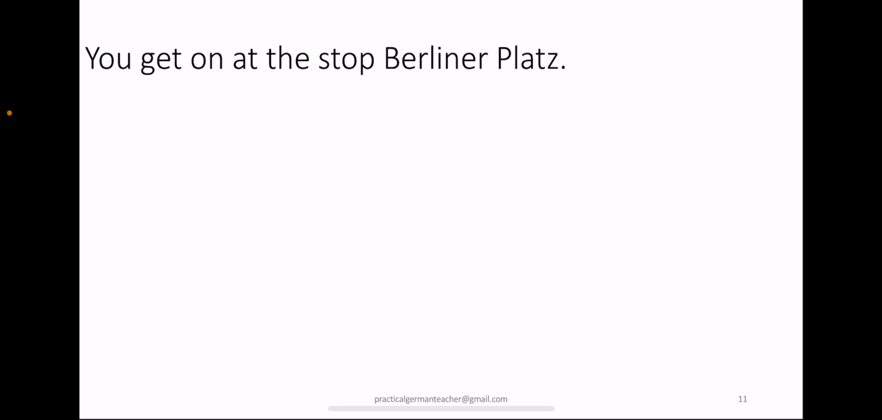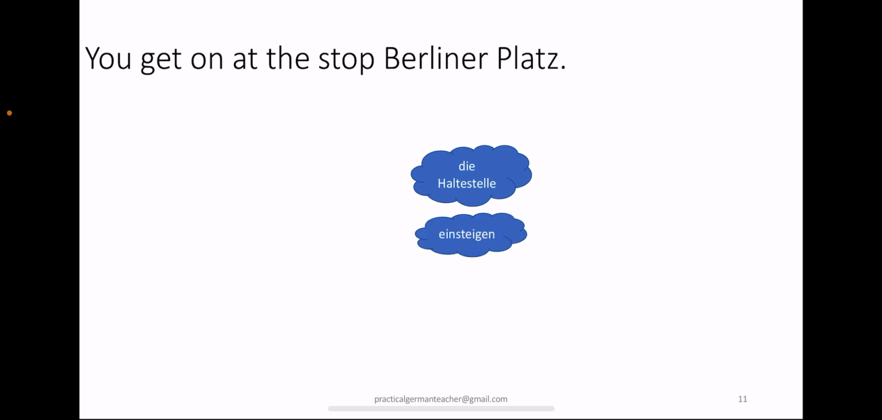Let's say you want to say you walk till there and then you board the train, or you get on the train at the stop. How can you say this? So again, the word for stop is die Haltestelle. To get in, the word is einsteigen.